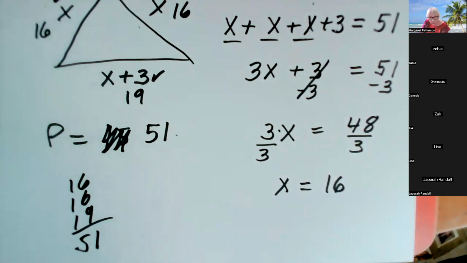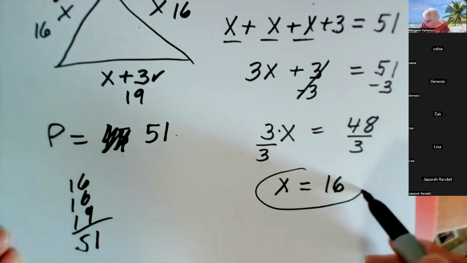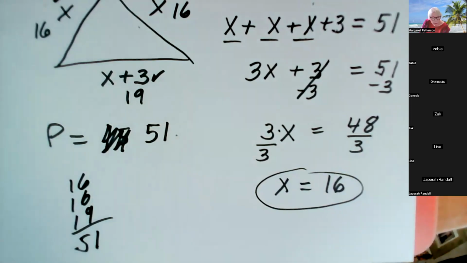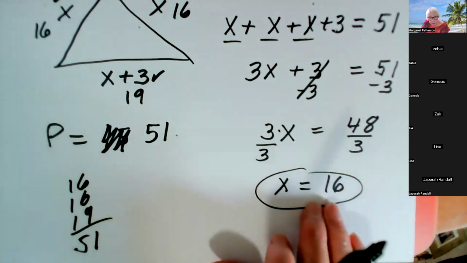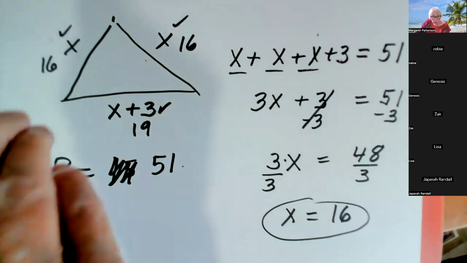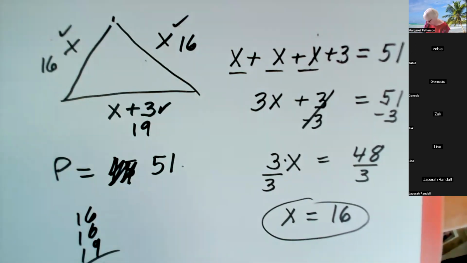I'm pretty sure they wanted to just know what x was, wasn't it? I'm pretty sure that's what they wanted. And so x was 16, and that's what made this equation work. Okay, thank you. Is that okay? Yeah. I stopped on 48. I did not divide. You didn't divide? All right.